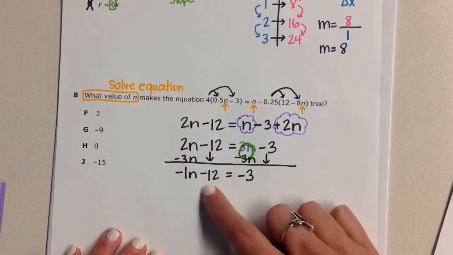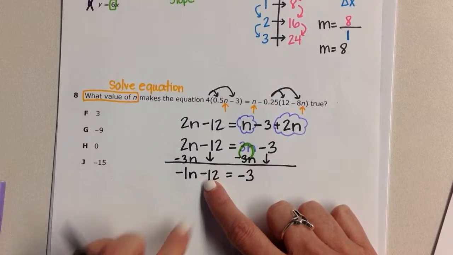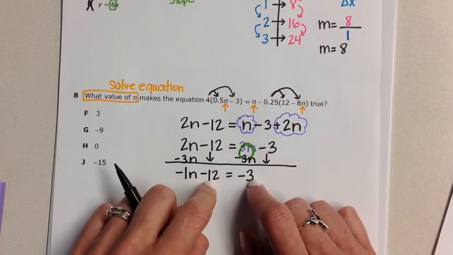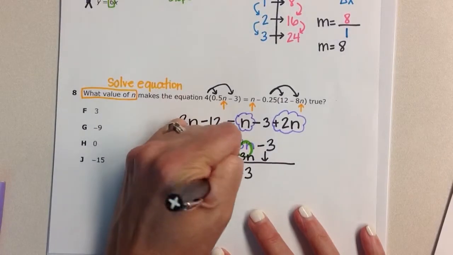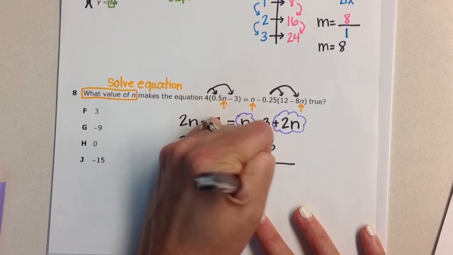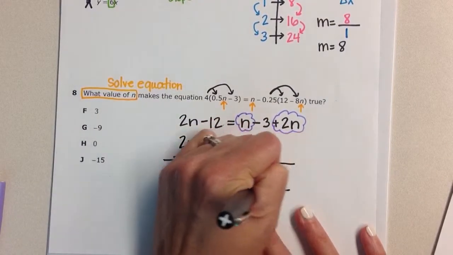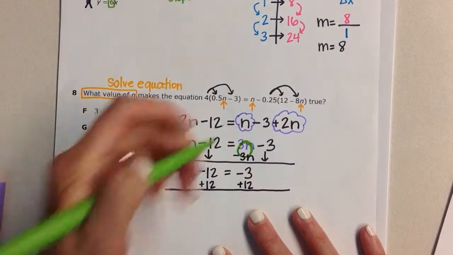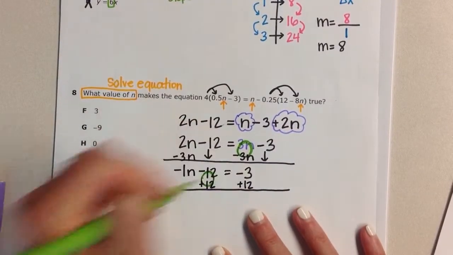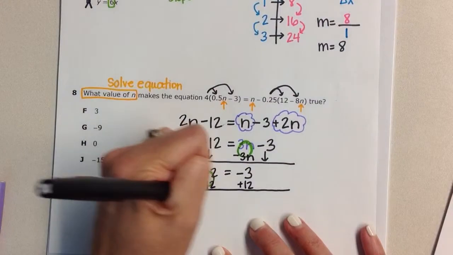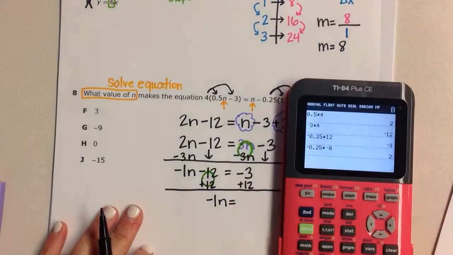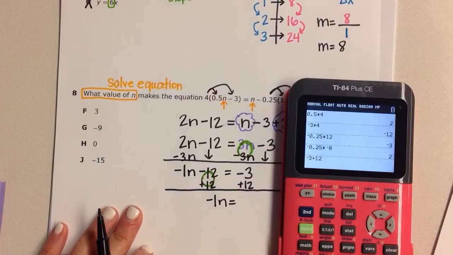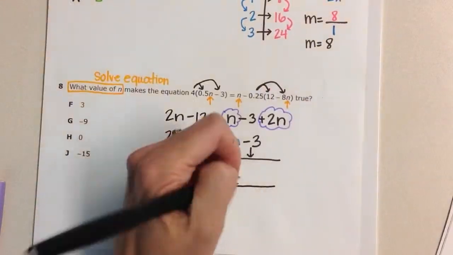And now I need to figure out which term needs to move. Since I want my constants to be on the same side, I have to move the -12 over by adding 12, because that is the opposite of subtracting 12. And that's going to create 0, which means that the 12 has now moved over to the other side. So I'm going to bring down my -1n equals, and now I'm going to add -3 plus 12, make sure my math is correct, and I get 9.